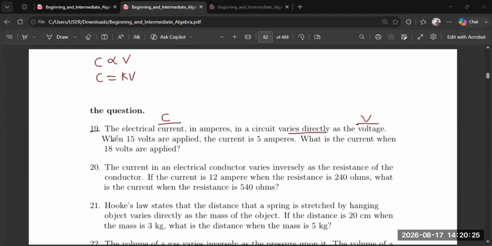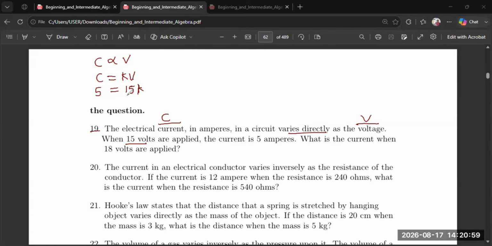Now let's move on. We are told that when it is 15 volts, which is talking about the voltage, so when V is 15, then the current is 5 amperes. So when V is 15, C is 5. We want to plug in these values: C is 5 and V is 15. So that's going to be 5 equals 15K, because V is 15. With all of this information, we just want to get the constant of variation, which is the K.